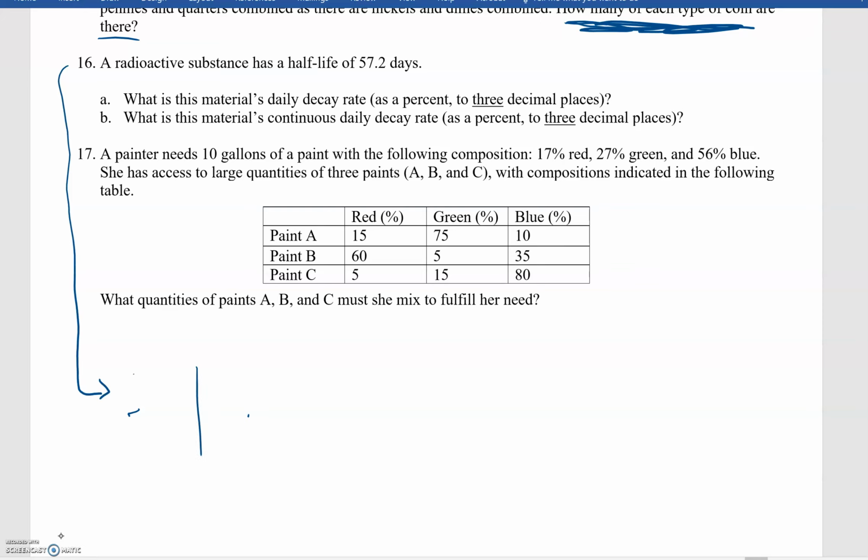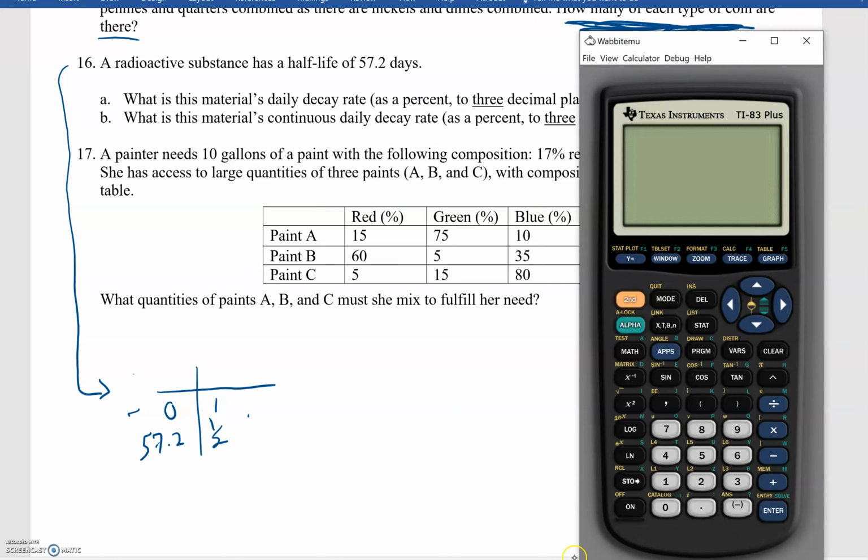And in these scenarios, when you're given nothing but the half-life or nothing but the doubling time, generally to get the model you're going to have to do regression. That's my preference. You could do the formula for 2 points, but I prefer to use regression. So at time 0, I'm going to have 1, and at time 57.2, I'll have a half. And then I'll do regression with that data set. So let's go to the calculator and do this.